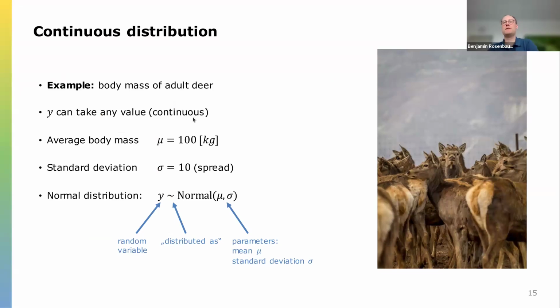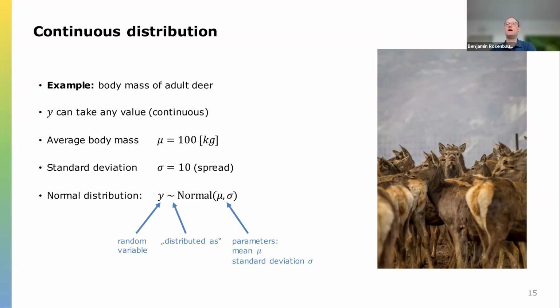Well, it must be positive in this case because body mass is a positive number, but think of log body mass, right? So this could take any number. The log of something can also become negative. So this is an example of a continuous random variable, because it is not limited to just integer numbers.